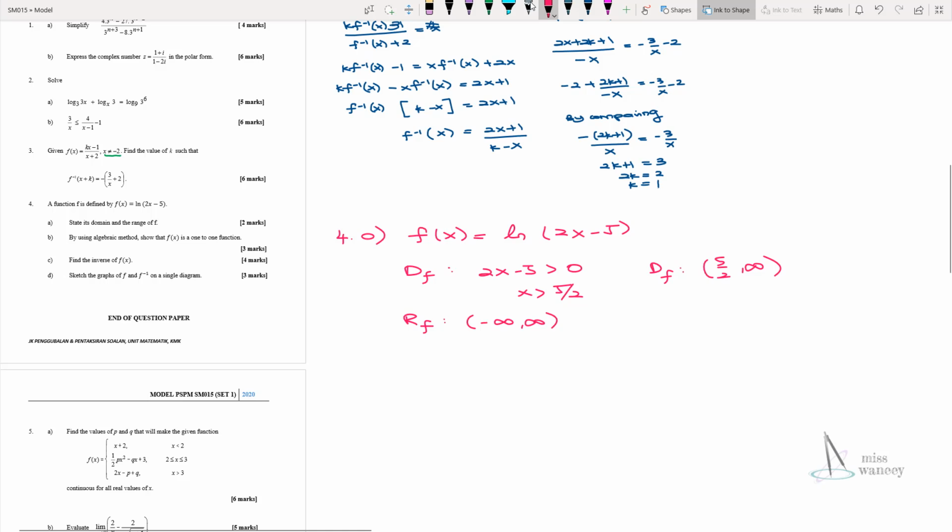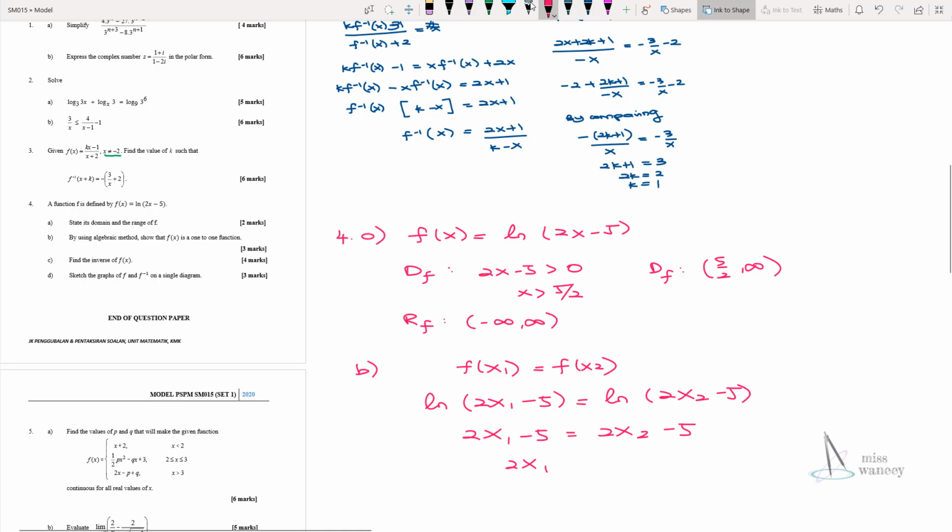By using algebraic method, show that f(x) is a one-to-one function. So with the algebraic method, I'm going to start with f(x1) equal to f(x2). So I have ln of 2x1 minus 5 equal to ln of 2x2 minus 5. Since I have ln on both sides, I can easily compare the numbers behind. So 2x1 minus 5 equal to 2x2 minus 5. Adding 5 on both sides, we get 2x1 equal to 2x2. Divide by 2, so I have x1 equal to x2.